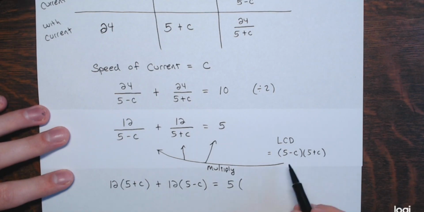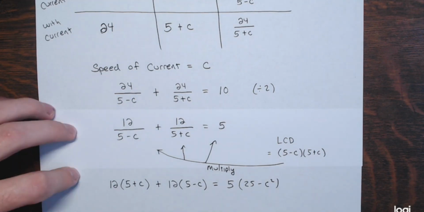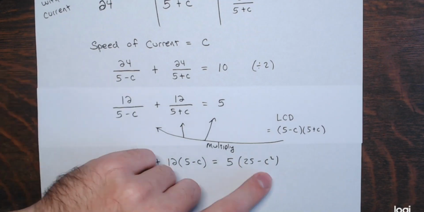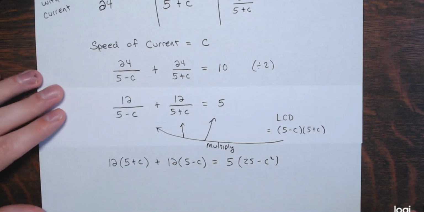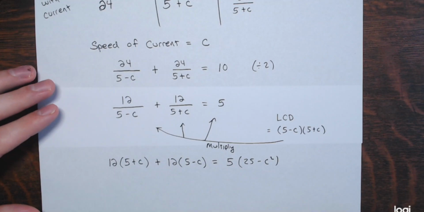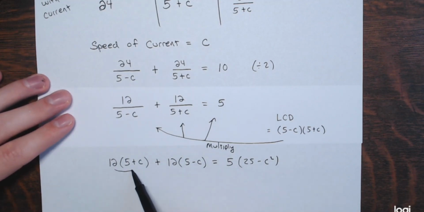Now 5 minus c times 5 plus c would be 25 minus c squared. Multiplying conjugates gives me a difference of squares, 5 squared minus c squared. Then I have a quadratic equation that I need to solve. So distribute 12 here, distribute 12 there. We got 60 here, 60 there, so that's 120. And then 12c minus 12c, so just 120 on the left. Very nice, the 12c's would cancel.